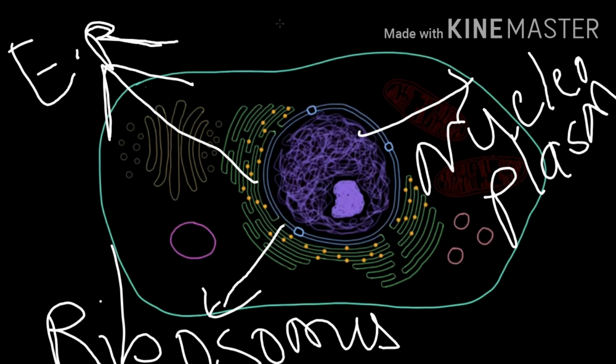Endoplasmic reticulum is also attached to the nuclear membrane. It may be present anywhere between the nuclear membrane and the cell membrane, and on the endoplasmic reticulum ribosomes are present. Ribosomes help in protein synthesis. Actually, endoplasmic reticulum is of two types. Later on we will discuss that in the next video.